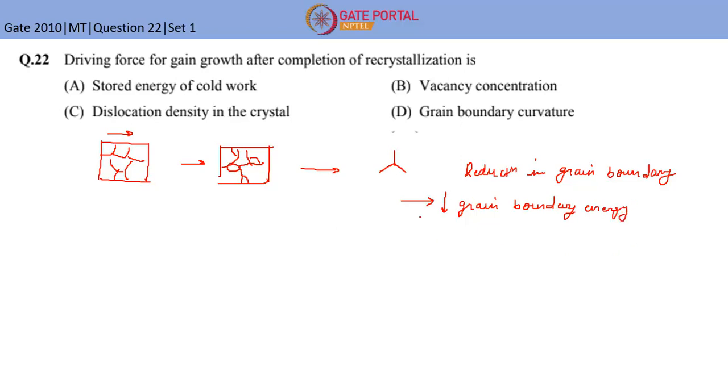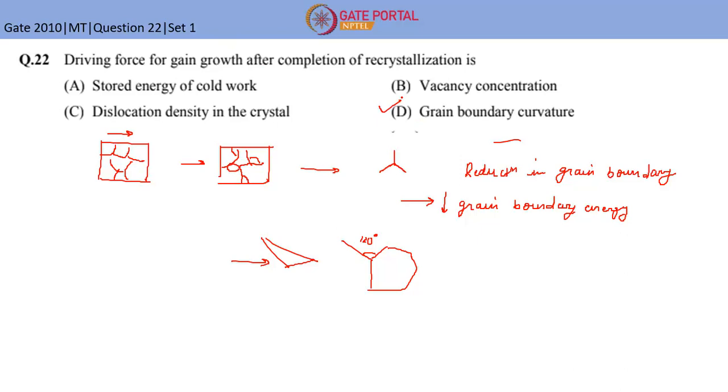When decrease in grain boundary energy takes place, this will be because of grain boundary curvature basically. So before, the structures were like this, so this is a recrystallized grain, so later it will form like this, where all these 120-degree grain boundaries will be there, and these smaller grains will turn into bigger grains to reduce the grain boundary energy. So the correct option for question number 22 is option D, grain boundary curvature.